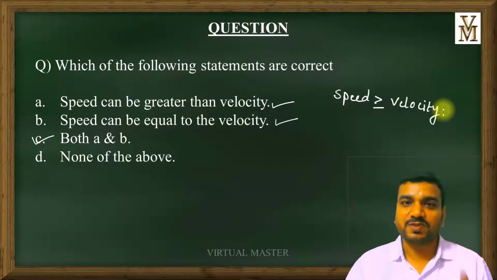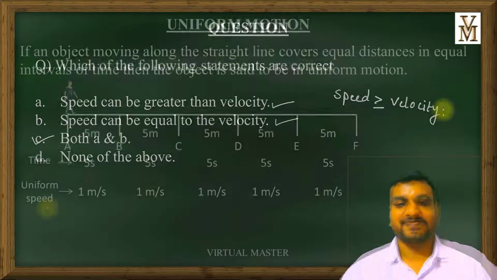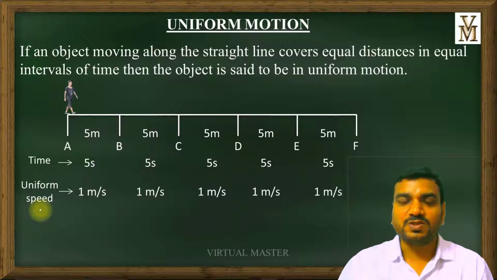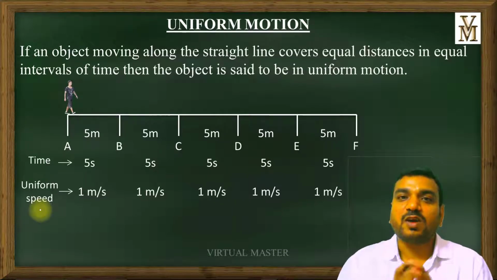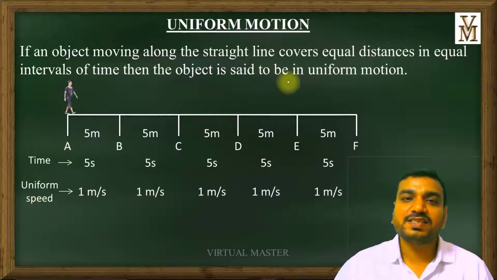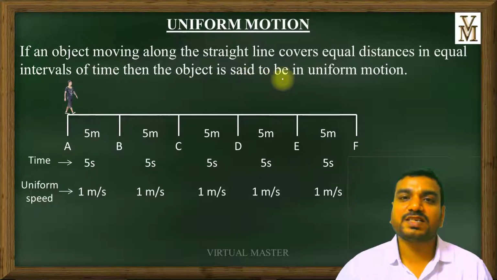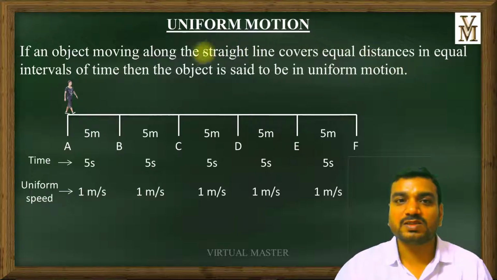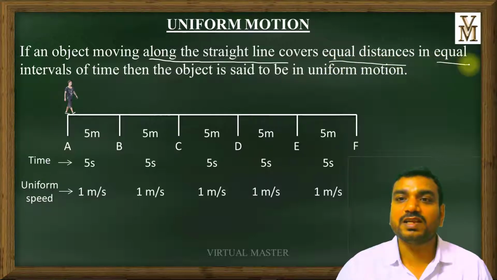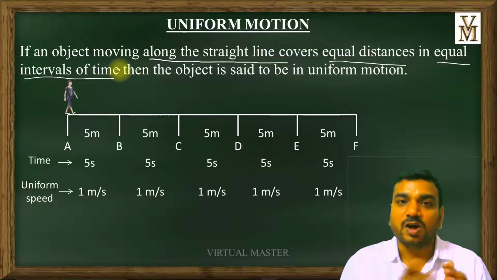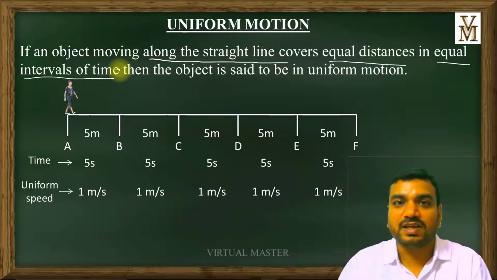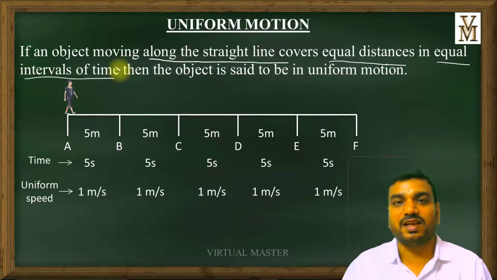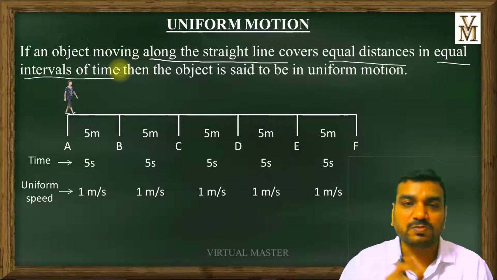Let us discuss our first topic, that is uniform motion. Now what is uniform motion of an object? Suppose an object is moving along a straight line and it is covering equal distances in equal intervals of time, then the object is said to be in uniform motion. That is, the object will be covering equal distances in equal intervals of time while moving along the straight line.